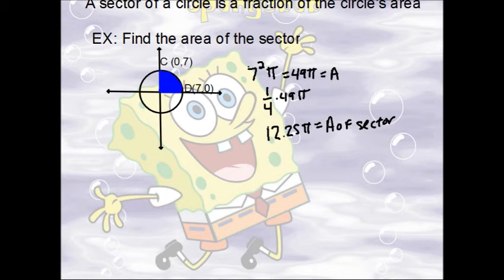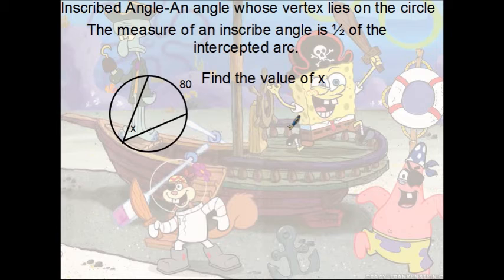Next, we're going to talk about an inscribed angle. An inscribed angle is an angle whose vertex lies on the circle rather than at the center of the circle. The measure of any inscribed angle is 1/2 of its intercepted arc. The intercepted arc is the arc that lies in between the angle's ends.